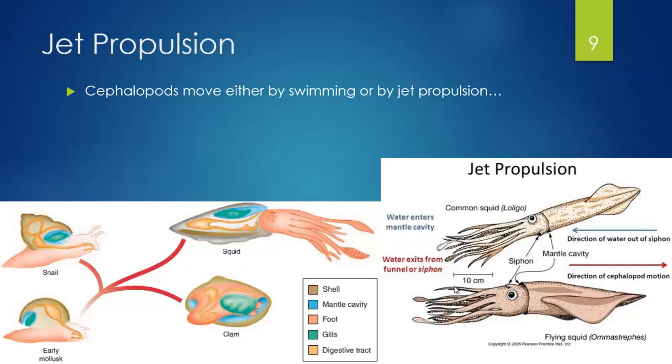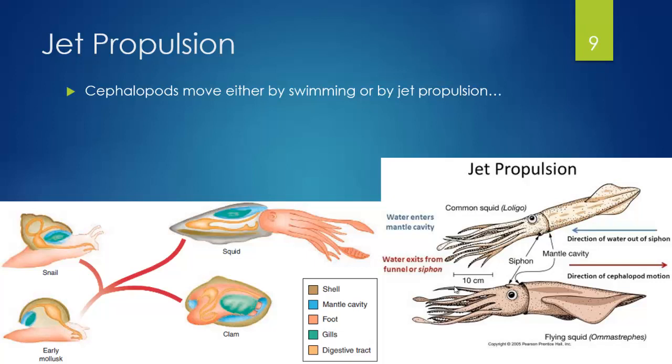So that last bit was a little bit on ink. I just thought it was fascinating that the ink is made out of melanin and mucus, and that the melanin is the same stuff that's in our skin. Crazy. So the last thing on the list is jet propulsion.